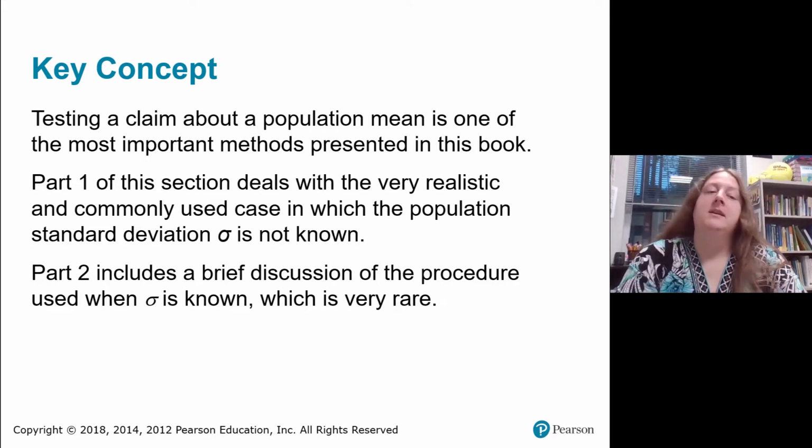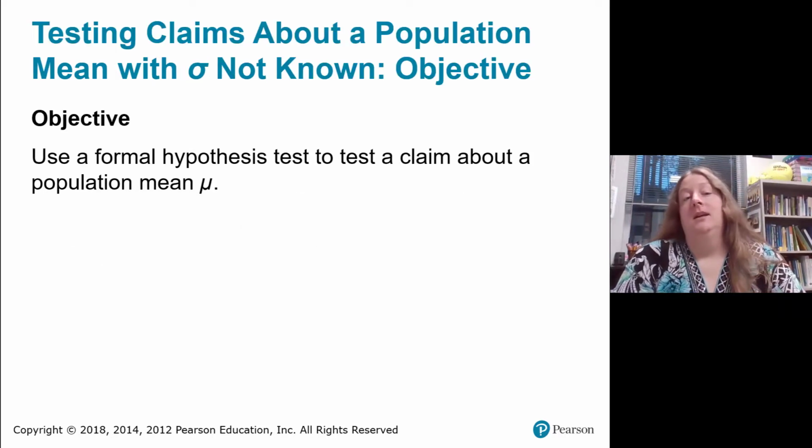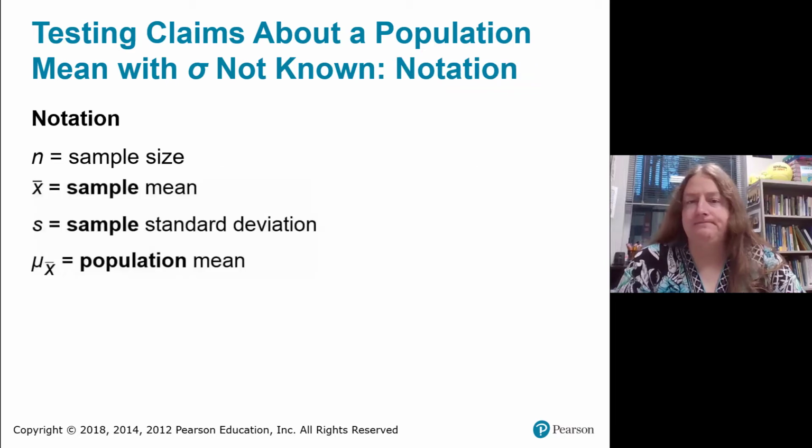at some point. So part one, and really the majority of this video, is going to be dedicated to times when we don't know the population standard deviation. And then at the very end, we'll talk about what we can do in those rare instances when we actually do know the population standard deviation. Our objective is going to be to use a formal hypothesis test to test a claim about a population mean.